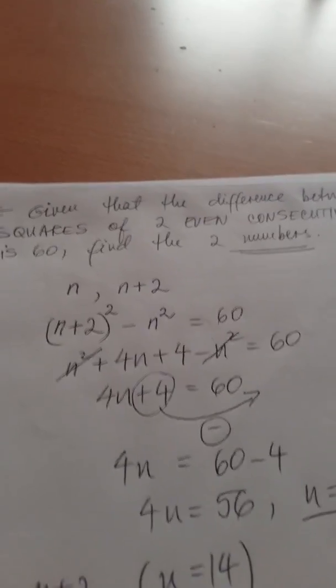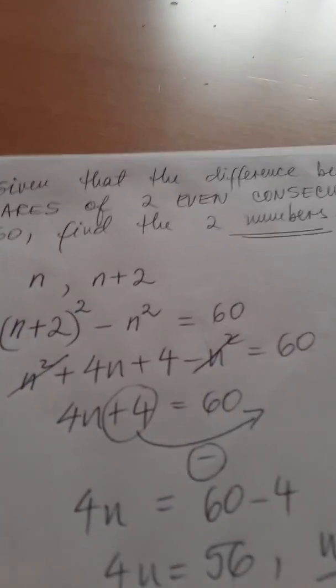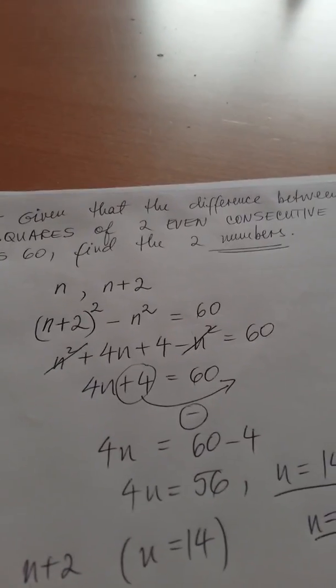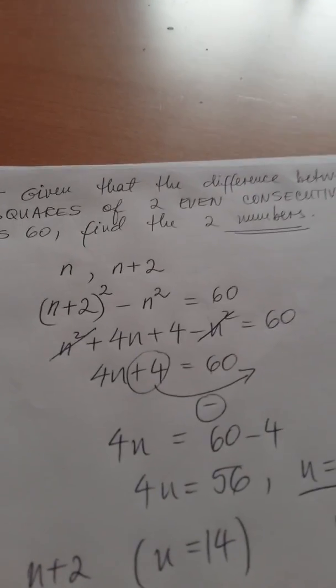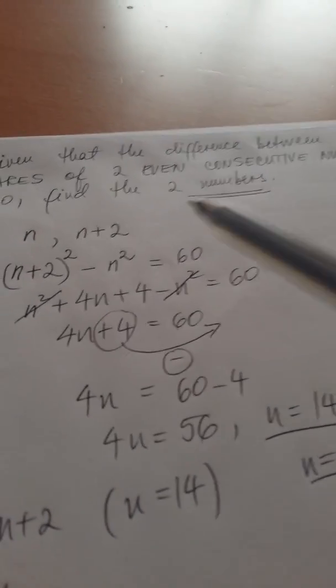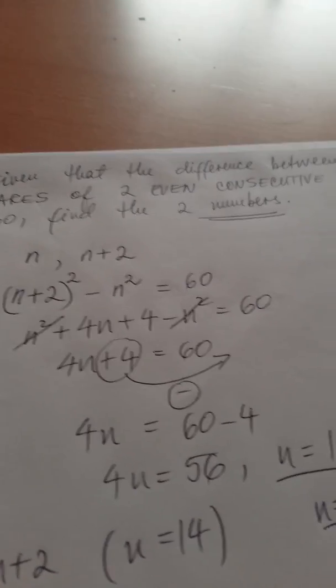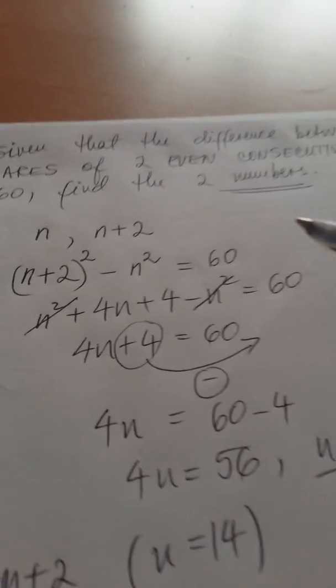Hello there. I have now the task of solving the following question. Given that the difference between the squares of two even consecutive numbers is 60, we need to work out the two numbers. So let's assume that the two numbers that we're talking about are n, and the next even consecutive number after n is n plus 2.